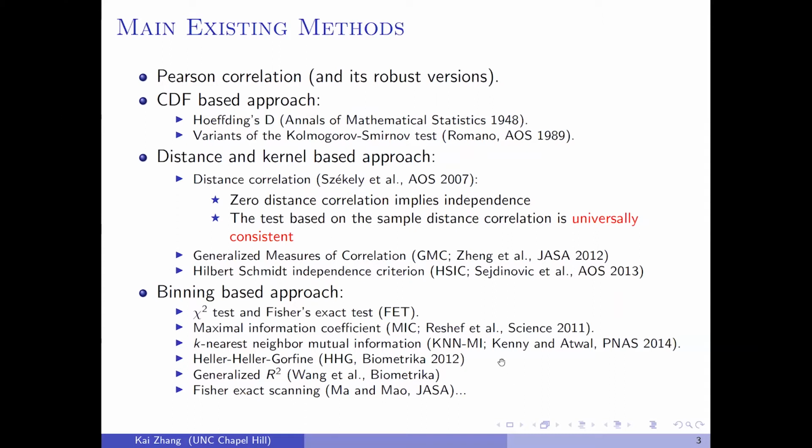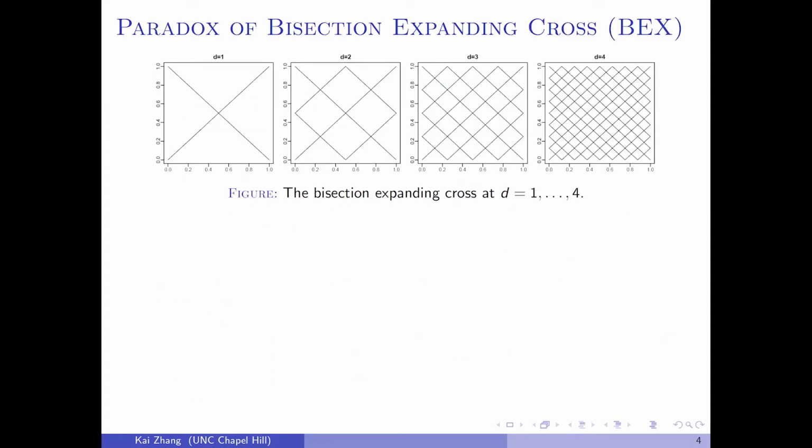But people have still been developing new tests on this problem. So why do we need to study this problem for so many years and develop so many tests? This is because without any information of the joint distribution, dependence is something very hard to track. To show how complicated this problem can be, I designed this structure called bisection expanding cross.